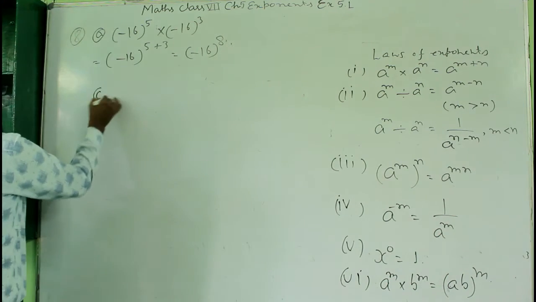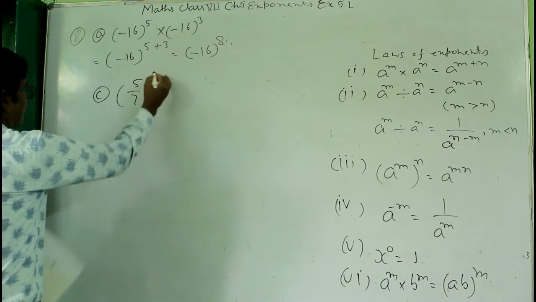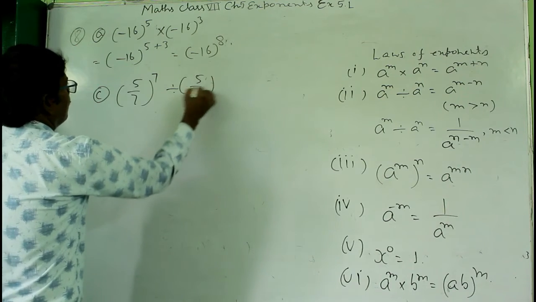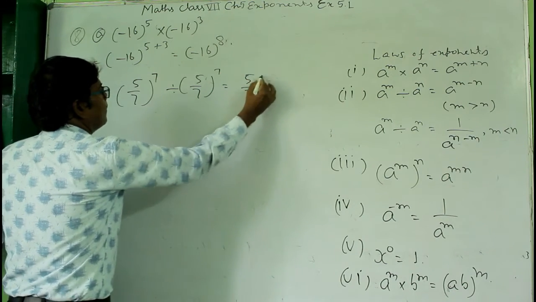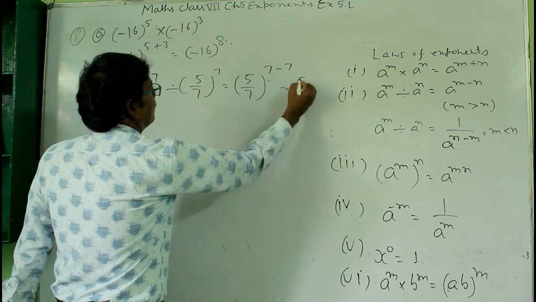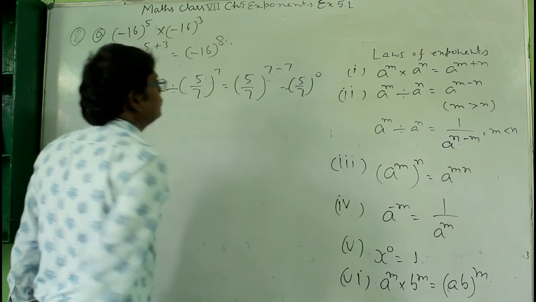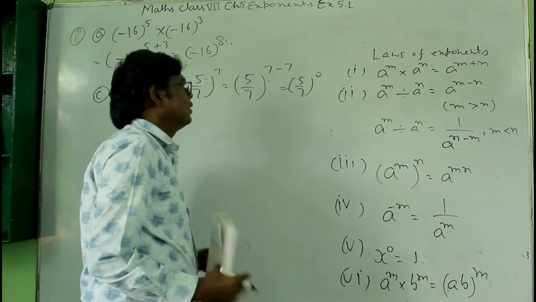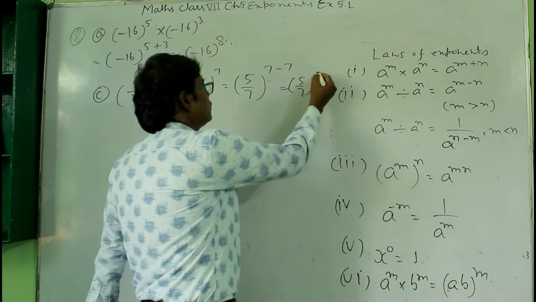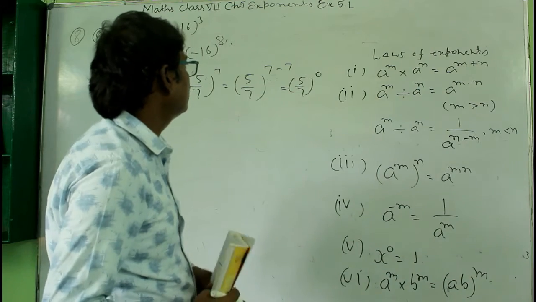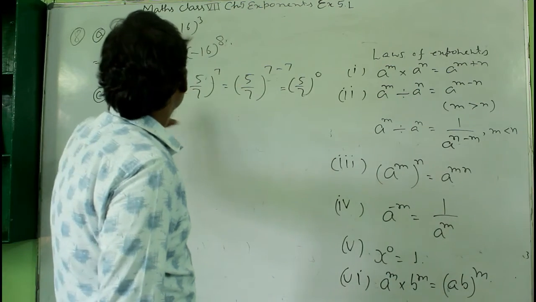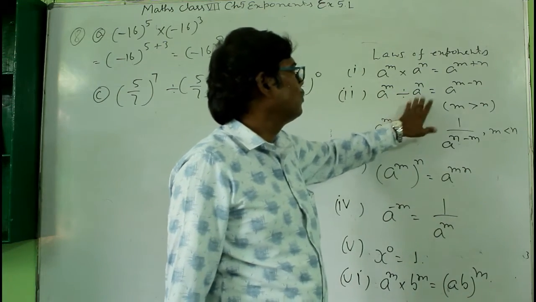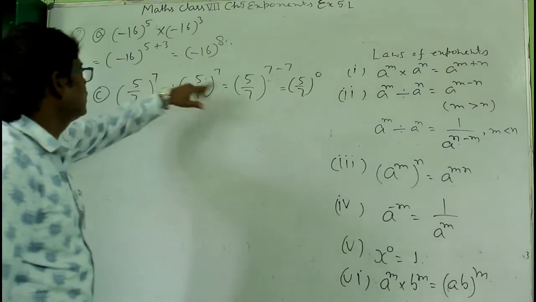Question number C. So this is the exponential form. Don't write the value here, just leave it, because we have to write the answer in the exponential form. So here it will be 5 by 7 to the power 0. The formula here is a to the power m divided by a to the power n equals a to the power m minus n. Here both are equal, so the answer will be this.